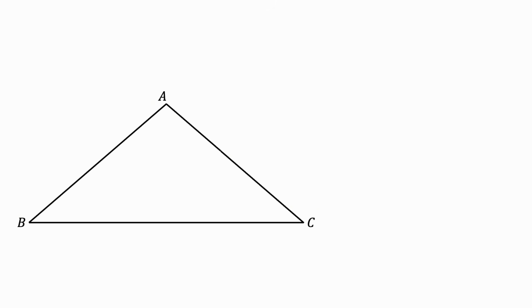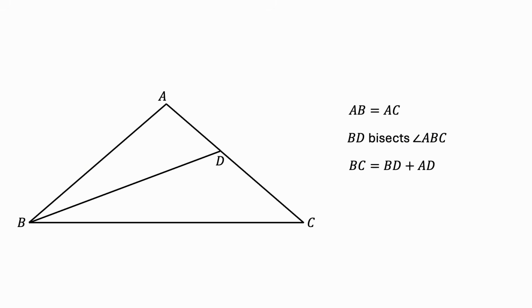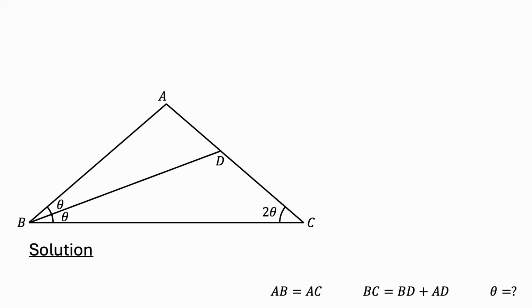In this video, we want to solve the following problem. In isosceles triangle ABC, AB equals AC. Point D lies on AC such that BD bisects angle ABC and BC equals BD plus AD. If we denote angles ABD and DBC as theta and angle BCA as 2 theta, the goal is to find theta. And now for the solution.